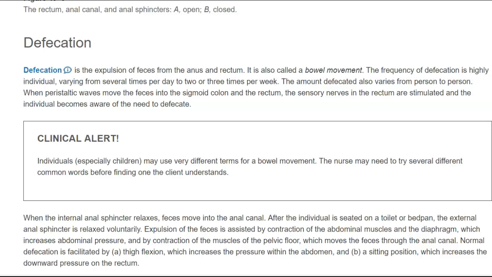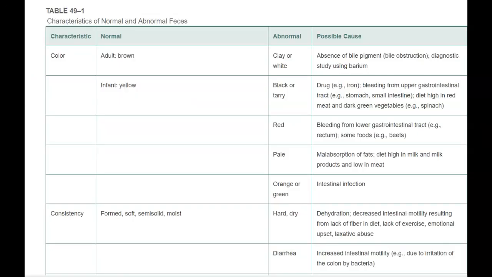Let's talk about some of the characteristics of stools. You're going to have a normal, which is brown. Yellow is infant. And if you go to page, I believe it's 1212, let's look at that together. I'm using the electronic book for fundamentals. It should be the same book that you guys have. And this table is 49-1, characteristics of normal and abnormal feces.